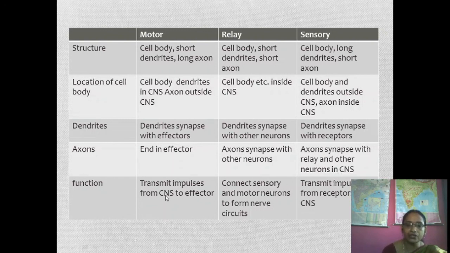What are their functions? Motor nerves transmit impulses from the CNS to effectors. In the case of mixed neurons, they connect sensory and motor neurons to form nerve circuits. In the case of sensory nerves, they transmit impulses from receptors to the CNS.